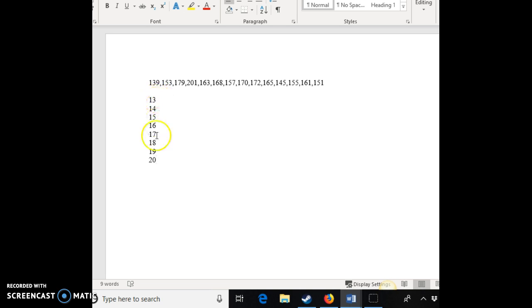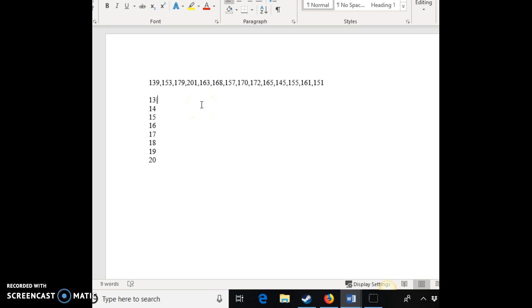All right, now normally I would draw a line in back of my stems, but since I'm in a Word document, that's sort of hard to do. So instead, I'll just use this little separation symbol on the keyboard.